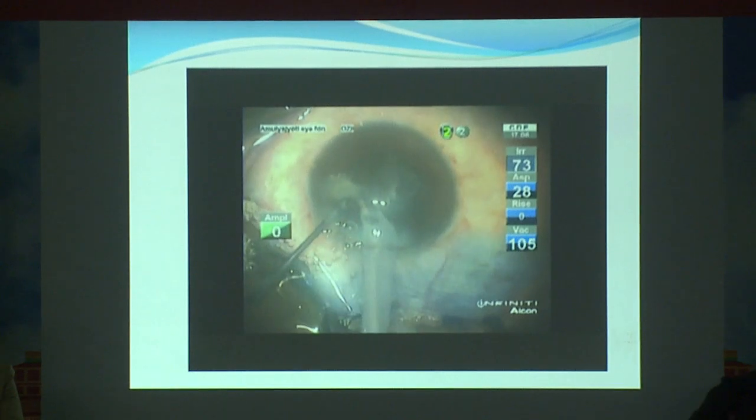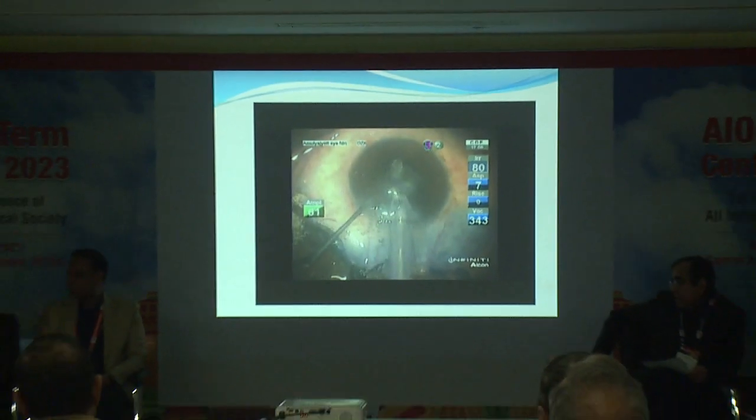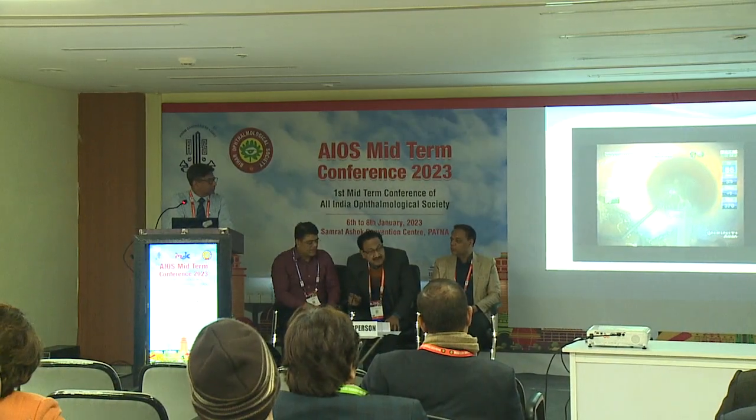Yes, Dr. Chatterjee. All of us have faced this type of problem. But I think proper staining of the capsule and adequate viscoelastic will prevent this type of complication. Yeah, Dr. Pal has nicely covered the situations which we can face in these kinds of cases.